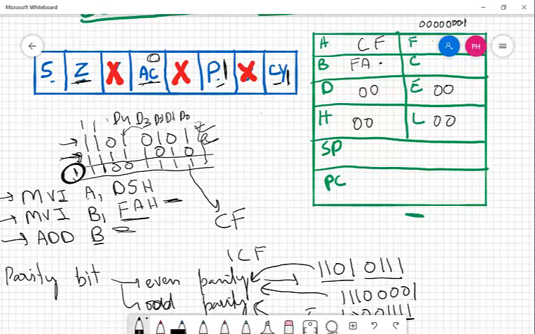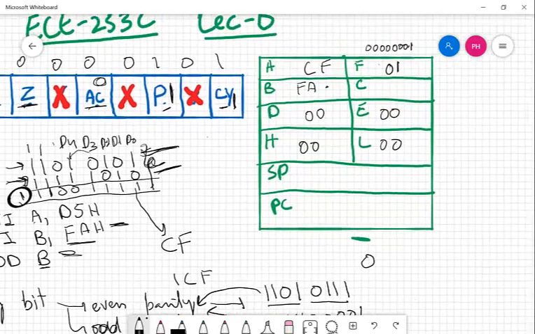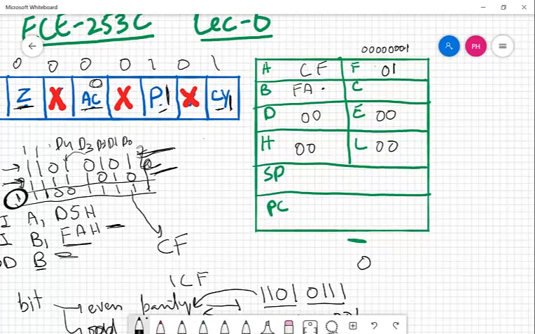That means after the execution of this add between these two numbers, not only the carry flag will be set, but also the parity flag will be set. That means actually we will get the number 000101 in the flag register. That means 0 and 5. So we will have here not 01 but 05.